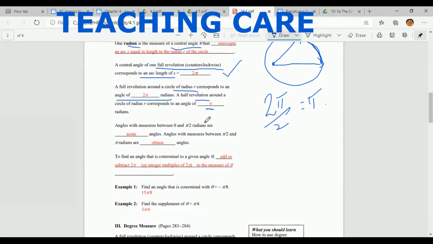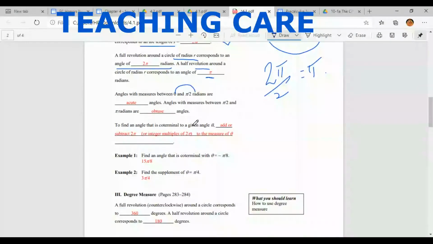Next one. Angles with measures between 0 and pi by 2 radians will be acute angles. So between 0 and pi by 2, you will have 30 degrees, 45 degrees, 60 degrees, like that. And angle measures between 90 degrees and 180 degrees would be obtuse angles. Now, if they ask you to find an angle that is coterminal to a given angle theta, you need to add or subtract 2 pi.